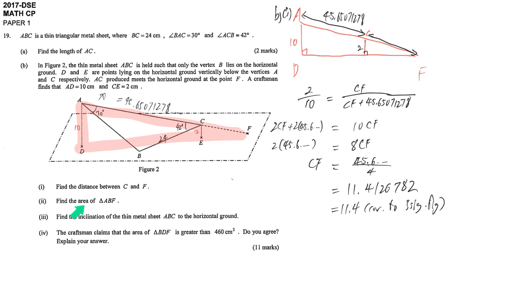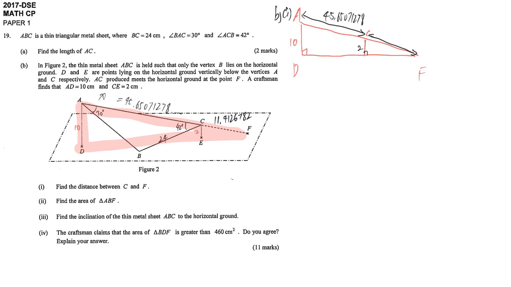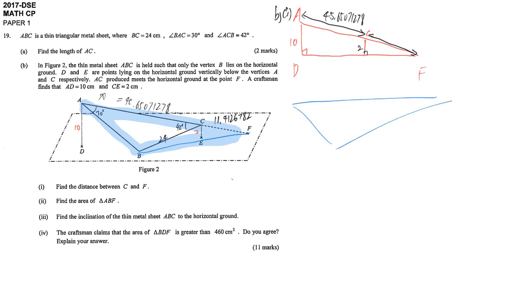And then for B2, we find the area of ABF. Again, if you want to find that area, you should consider a 2D diagram, not a 3D diagram. This time we are talking about triangle ABF. From the top view, maybe it's like this. What we know about AF, we already know the total length. It's 57.06.